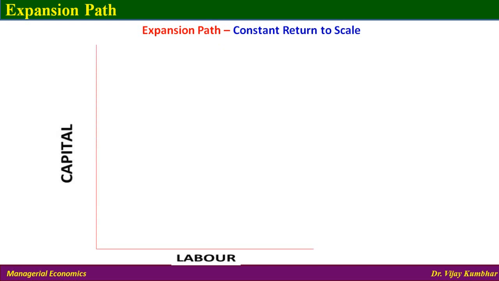Suppose there is constant returns to scale in production. How will the expansion path look? Suppose there is a constant return to scale, it means there is a proportional rate of input and output. There is a constant rate of return. In such a case, the isoquants will be parallel to each other, and the distance between two isoquants will be the same because there is constant return to scale.